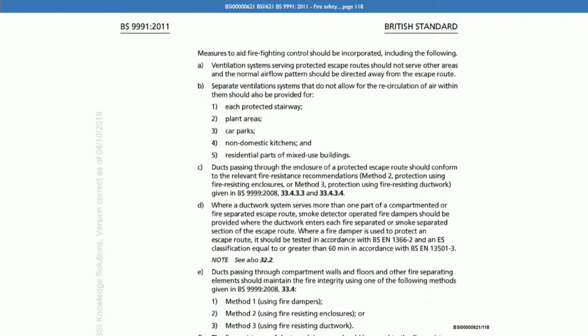Yeah, I can't help you, but are we... No, sorry. Can we be clear that it's saying there in that second part, where a fire damper is used to protect an escape route, which is the case at Grenfell Tower, this piece of guidance is saying it should be tested in accordance with that standard and an ES classification equal to or greater than 60 minutes should be achieved. Yes, it is saying that, yeah. Now, with the benefit of this wording in this British standard and thinking back to the wording we looked at 5.48 of ADB, do you agree that an ES classification ought to have been provided for a damper on an escape route?